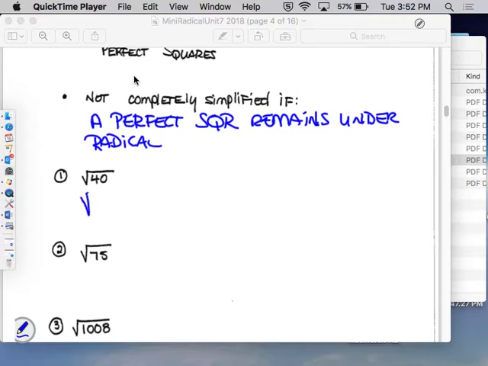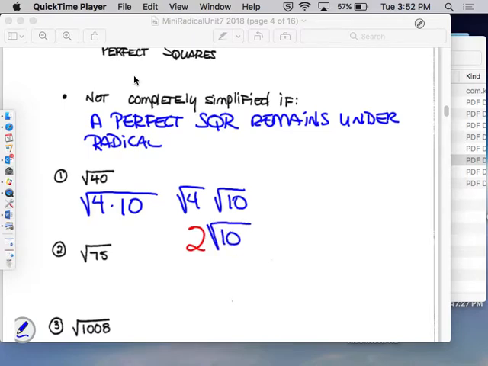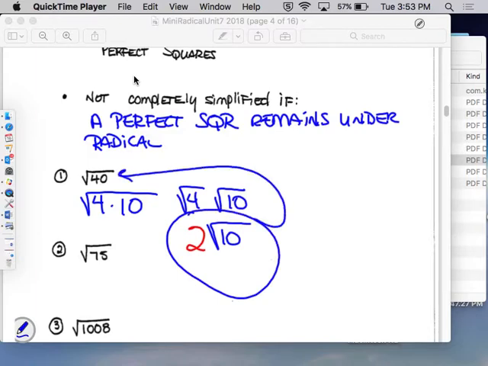You could think of this as the square root of 4 times the square root of 10. 4 is the perfect square. So the square root of 4 times the square root of 10. Since 4 is the perfect square, its square root is 2. So I would write the 2 without the radical symbol. And then the portion that remains a non-perfect square stays under the radical. So the square root of 40 could be simplified as 2 radical 10.